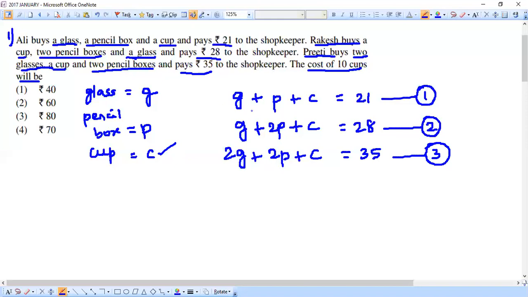Fine. So we have three equations. We'll decide from which equation we can start, right? If you see the uniformity, we have equation number 2 and equation number 3. In equation 2 we have G plus 2P plus C, and in equation number 3 we have 2G plus 2P plus C. That means 2P plus C is going to be common in both these equations, is it or not? So it would be much more comfortable if we start with equation number 2 and equation number 3.